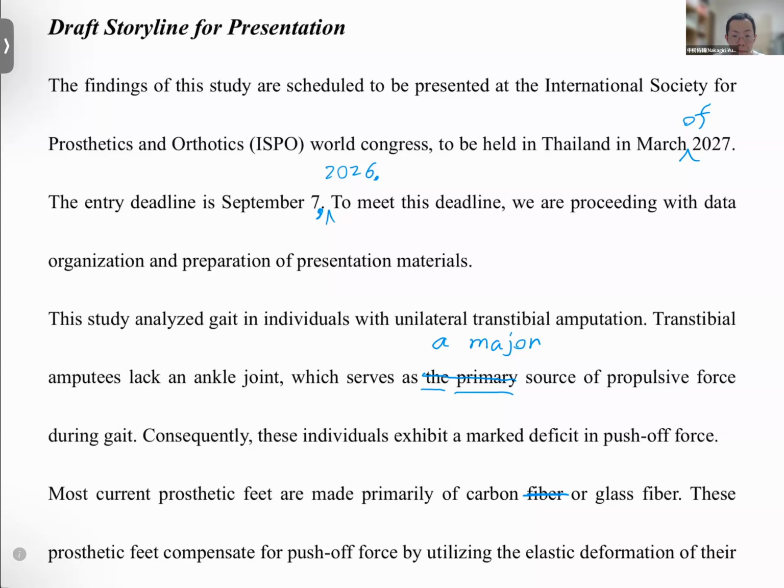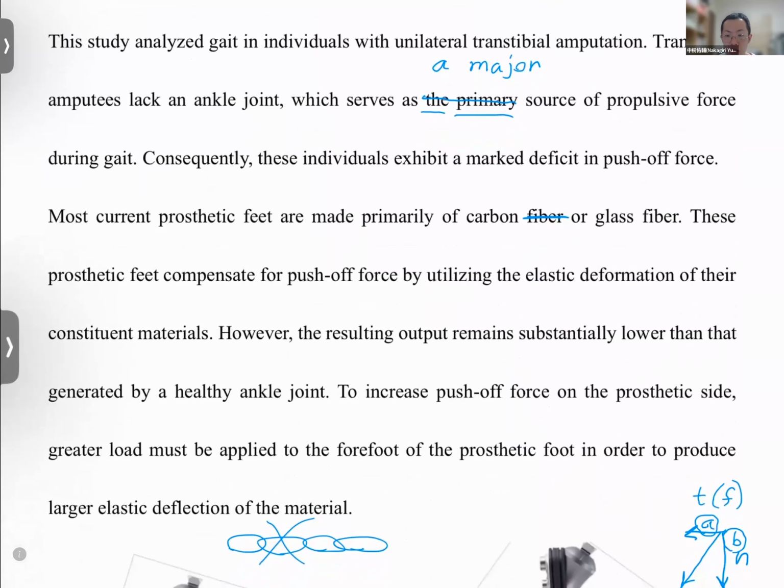This study analyzed gait in individuals with unilateral trans-tibial amputation. Trans-tibial amputees lack an ankle joint, which serves as a major source of propulsive force during gait. Consequently, these individuals exhibit a marked deficit in push-off force.